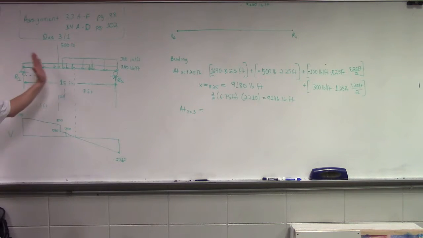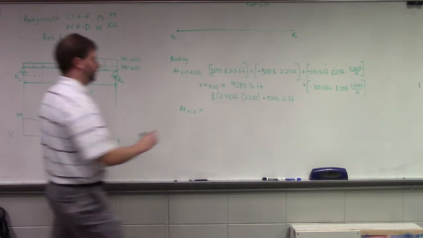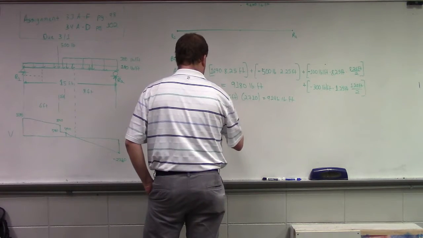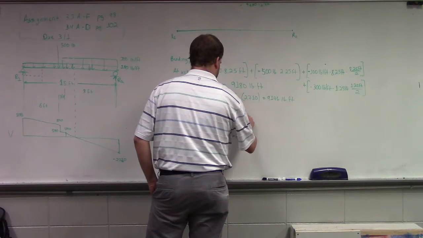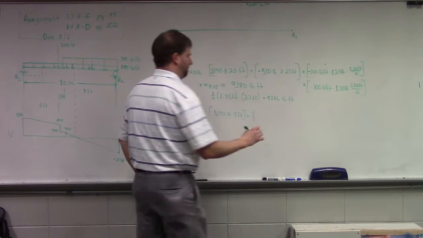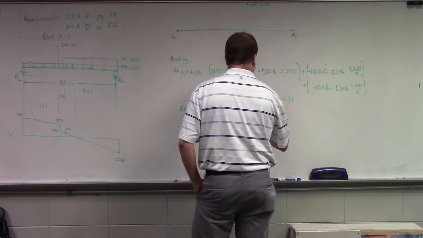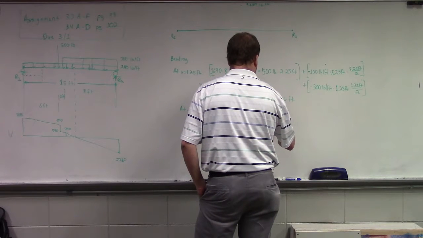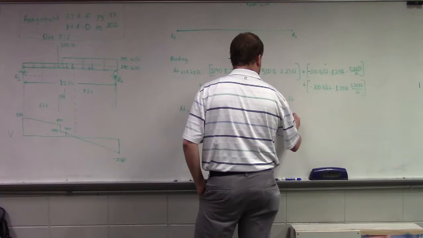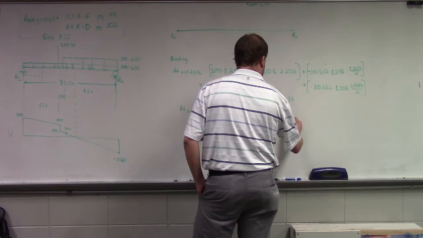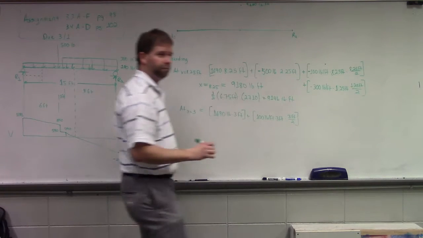Okay, and remember, we're going left to right. Reaction 1, 1,690 times 3. 100 times 3, and then times the 1.25.